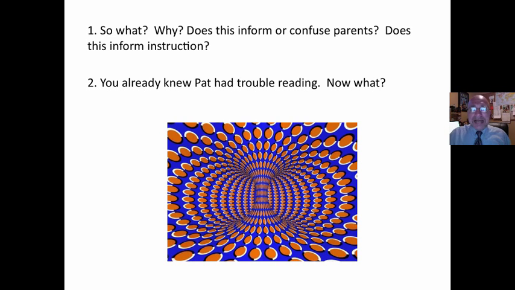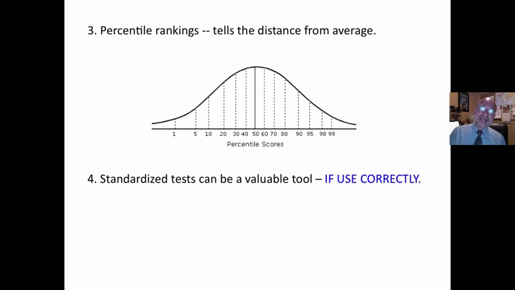So what? Why? Does this inform or confuse parents? Does this inform instruction? Does this tell us the cause of Pat's reading difficulty or what to do about it? We already knew that Pat had trouble reading. We knew this. So what? Percentile rankings. Again, tells us the distance from average. So what? This is average.